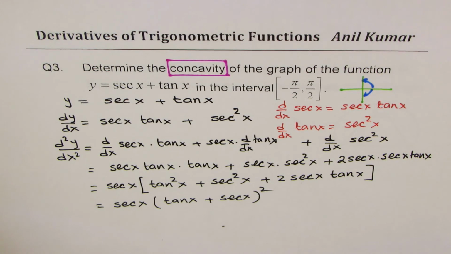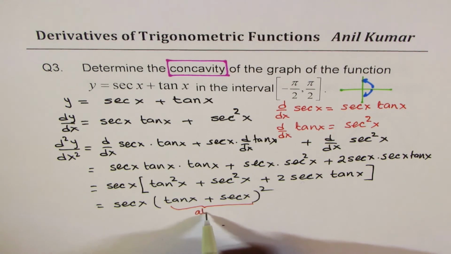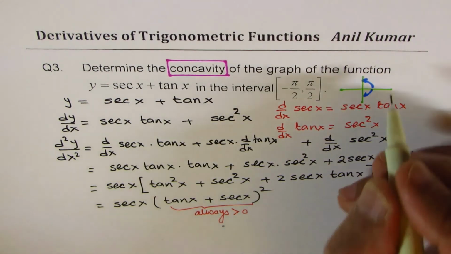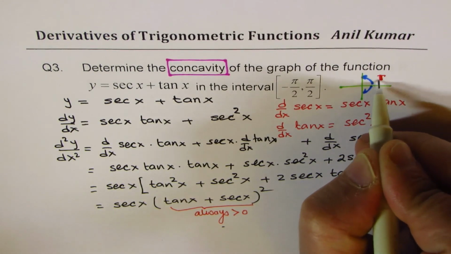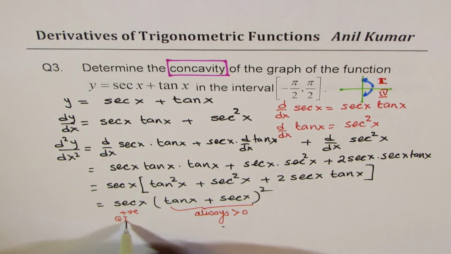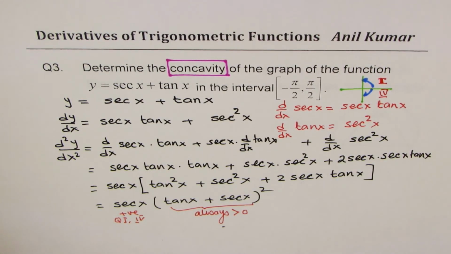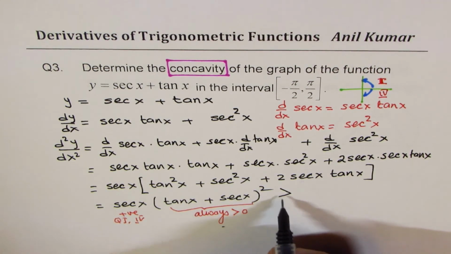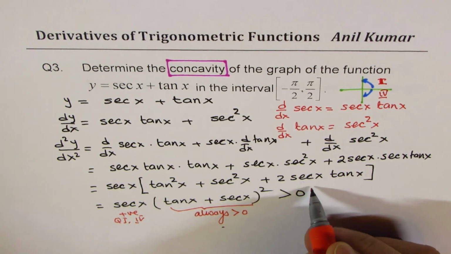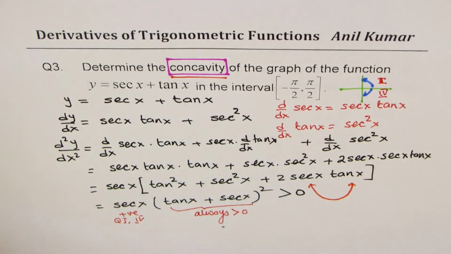Perfect. Now you can see that at this stage this is a square, so it is always positive. How about secant x? If you're looking at quadrant 1 and quadrant 4, secant is also positive, right? In quadrant 1 all are positive, and cosine is positive. So that means that the second derivative is indeed greater than 0. Greater than 0 means the function is concave up, correct? That's what we wanted to prove, concave up.